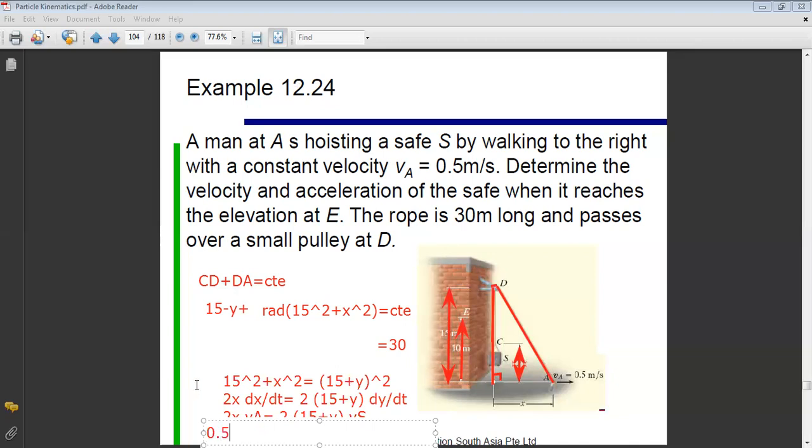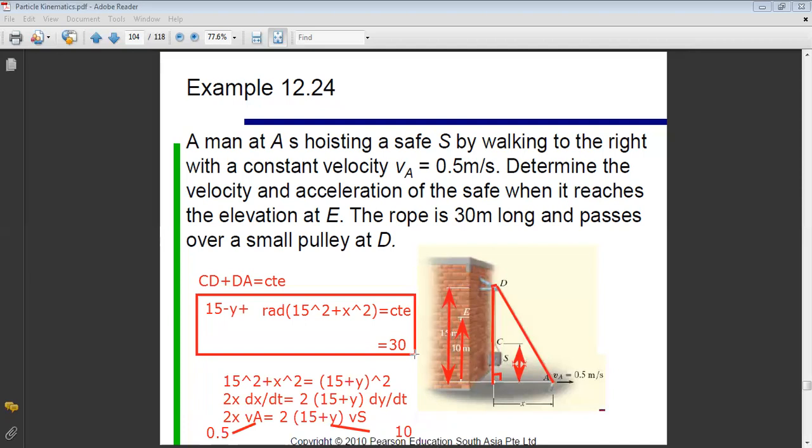How to find the value of x? If I give you y, how can you find x? Remember that you related x and y through the equation of the chord. This relation will give you a relation between x and y. So if y is equal to 10, and you replace it in this relation, you can get the corresponding value of x. And when you get it, you can just replace it back in this equation. So the only unknown will be the velocity of S, and you can get it. Okay, so this is for the velocity part.